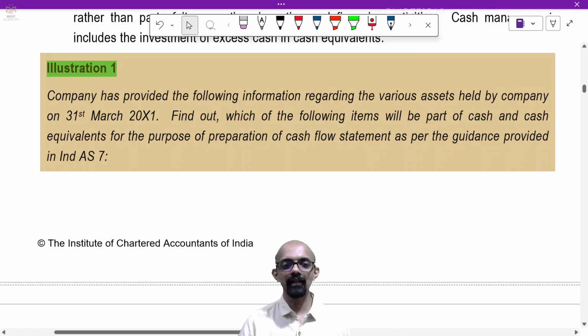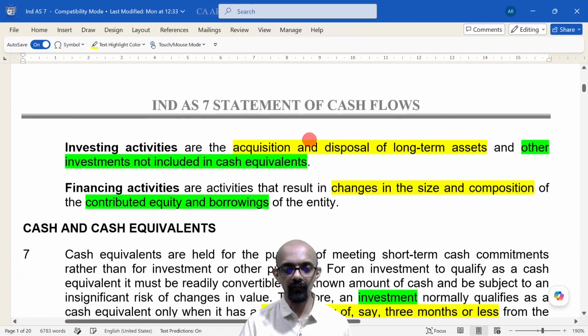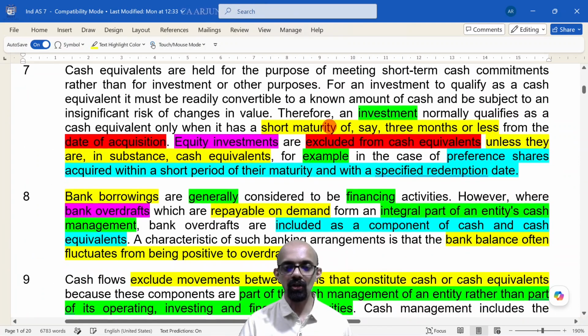Well, let's do some illustrations from the study material. Illustration 1. This is about which items will form part of cash equivalents. So cash equivalents, as we all know, are short term, highly liquid instruments readily convertible to known amounts of cash, subject to insignificant risk of changes in value, and when we say short period, generally 3 months or less. From which date? From the date of acquisition, not date of issue.